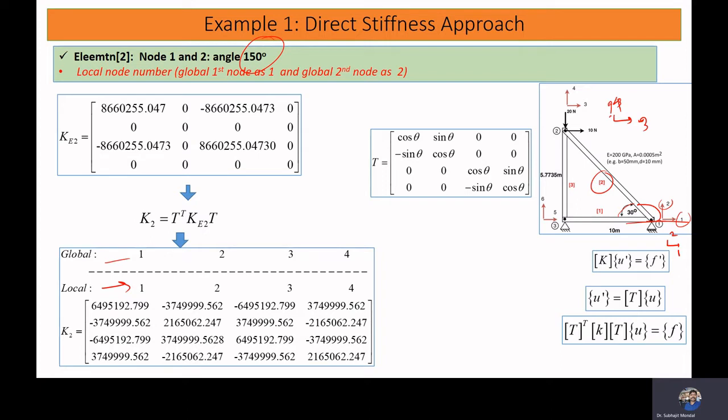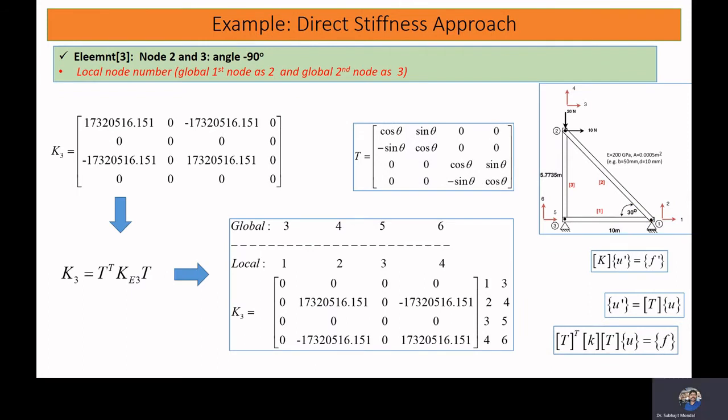Now once you obtain the angle 150 degree and once you obtain our stiffness matrix, the stiffness matrix will look like this. Then if you apply T transpose kt, you can obtain this one. Now here you can see since the angle is 150 degree, this matrix is well populated. We have values in almost all the degrees of freedom. So this is our stiffness matrix of the second element in the global coordinate system.